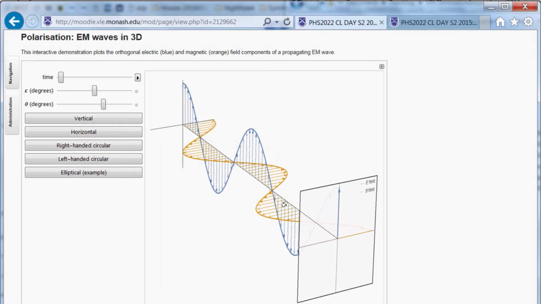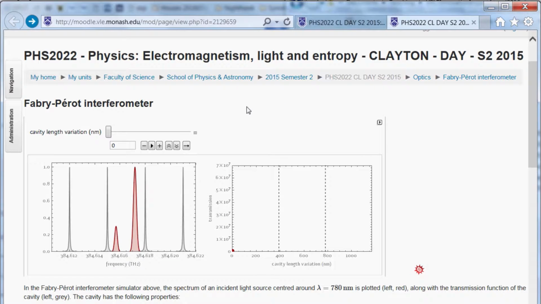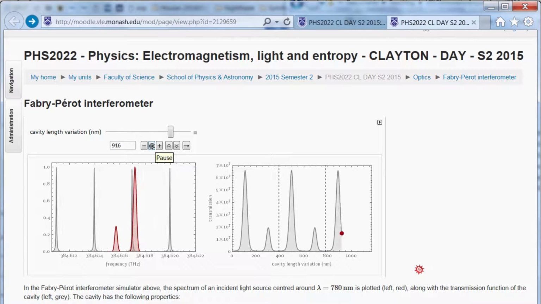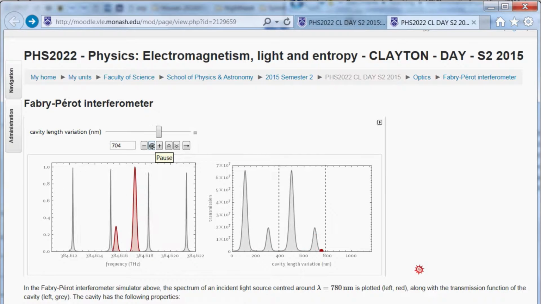It gives a hands-on feel for the visualization. I found that by making these interactive visualizations relevant to assessments, it greatly increased the participation with these tools. Moodle Analytics revealed a 2.5 times increase in participation once making them relevant to assessment.